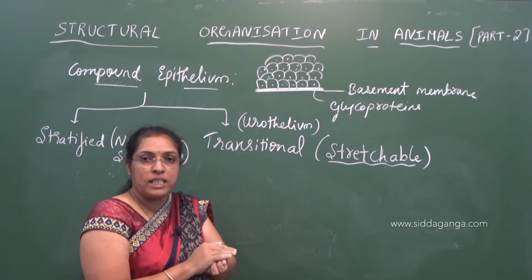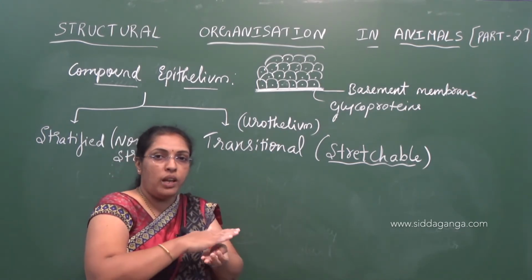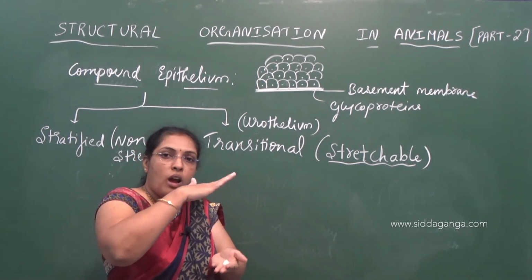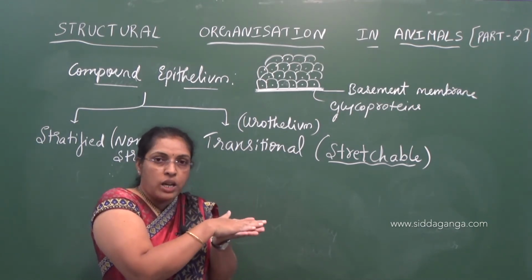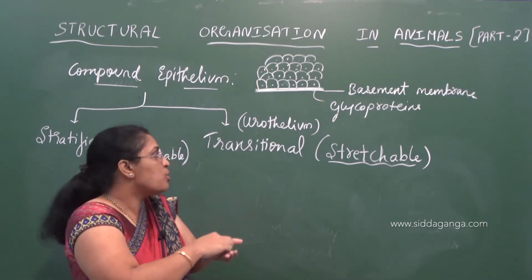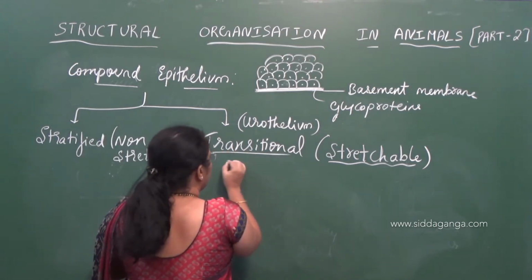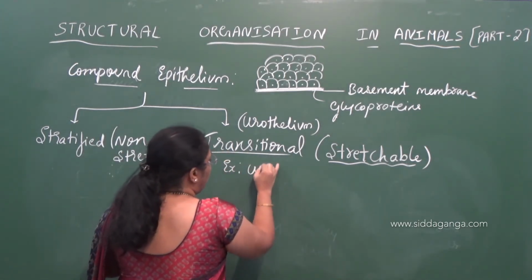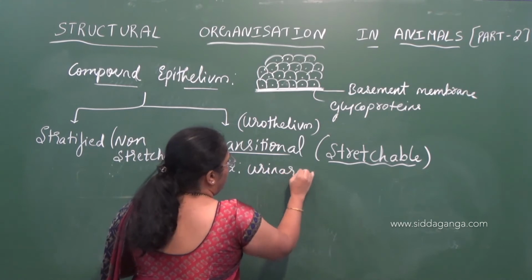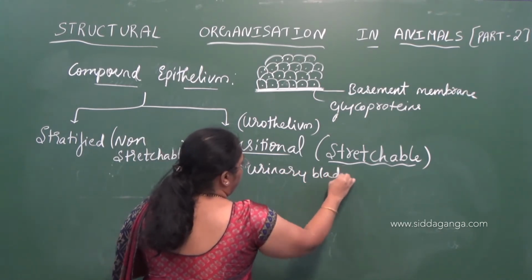The cells in this transitional epithelium are able to expand and also become flat based on requirement. So this type of epithelium is called transitional epithelium, seen in the urinary bladder and in the ureter.